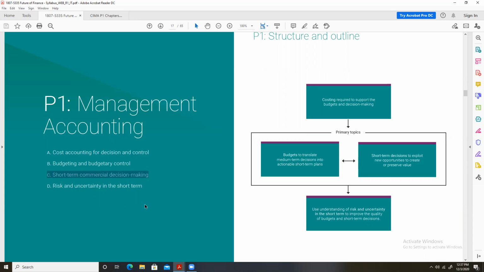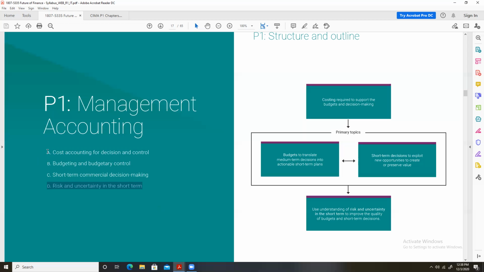Last but not least, the risk and uncertainty chapter. This chapter deals with the risks involved when undertaking a project, the outcomes that we can get, and the probabilities associated with the outcomes and all that.